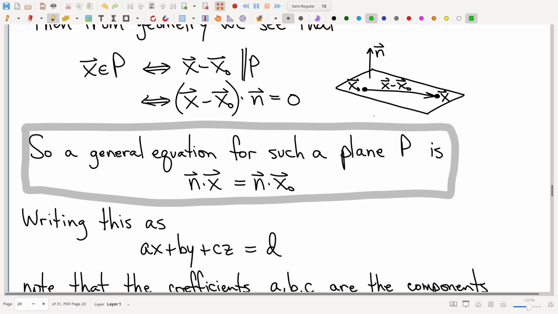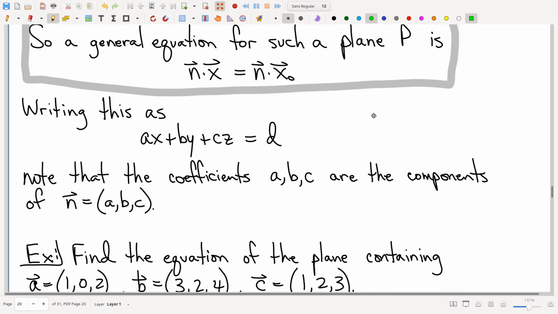Where does the D come from? That's just what you get when you dot these two vectors. These two vectors are both known and given, so it's whatever you get. Okay, so quick example.